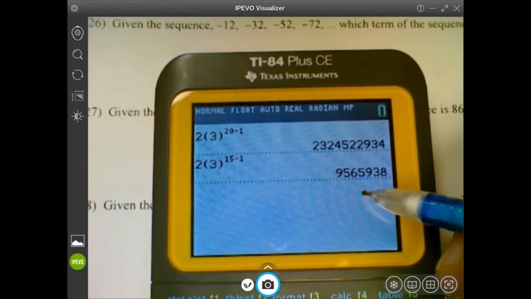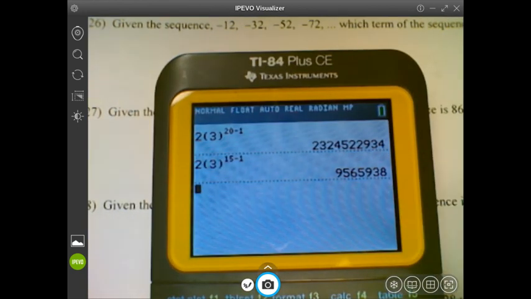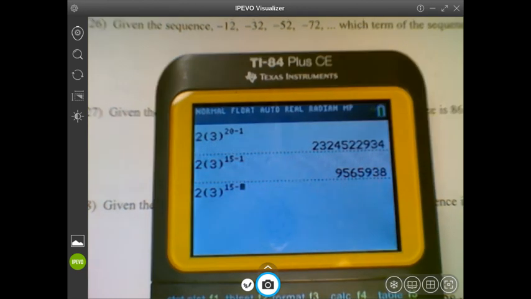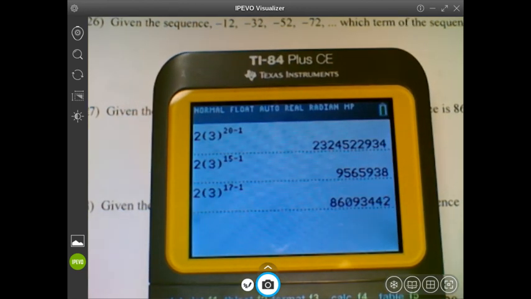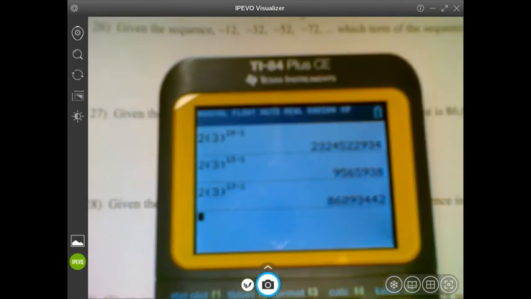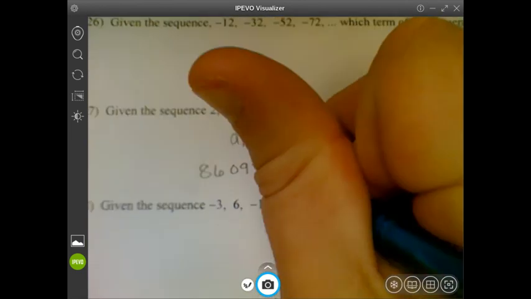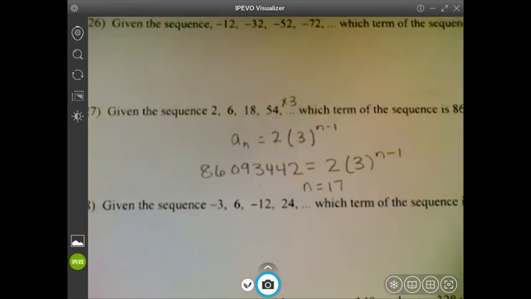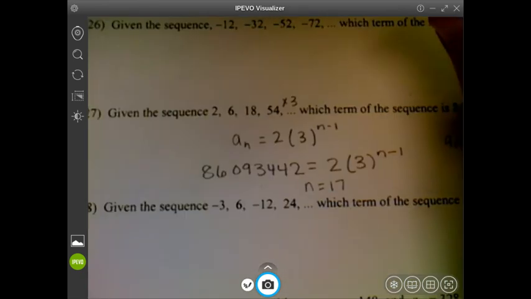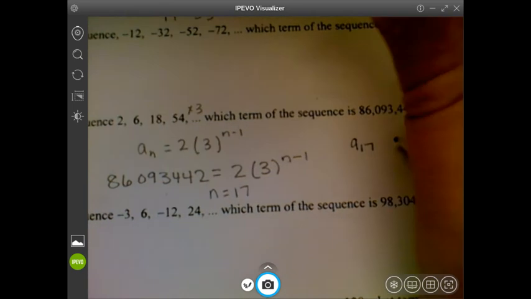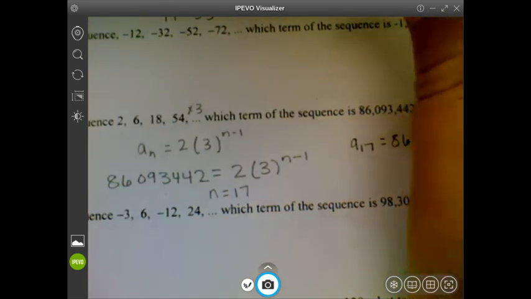And at 15, we have 9 million, it looks like. So that's a little low. So let's go 17. 17 is the right number. And so by guessing and checking, we know that n is 17. So the 17th term, a sub 17, is equal to this 86 million number.